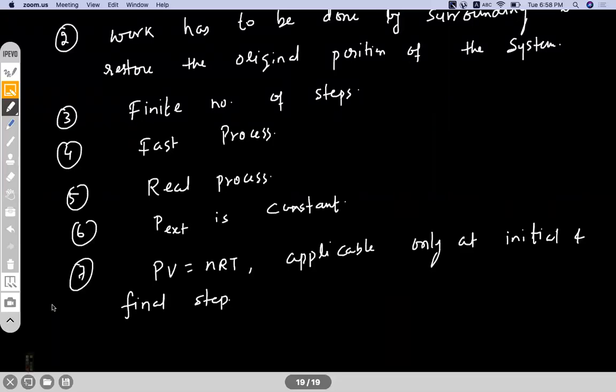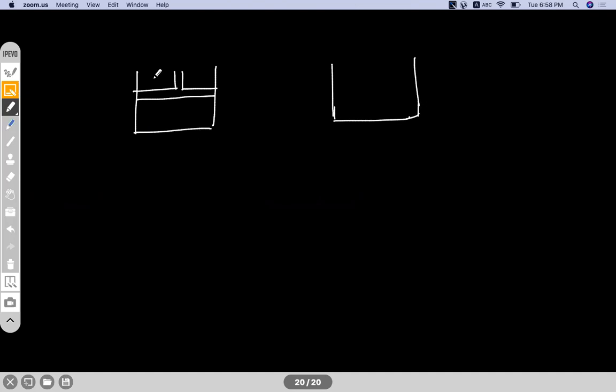See, what happens in an irreversible process, I'll just draw the rough diagram here. We have this piston, right? On this piston, we are increasing the external pressure all of a sudden. Slowly, we are not increasing. You just put some stone over here. All of a sudden, the piston will come down and compression happens. When the pressure becomes equal, then the piston stops, right?